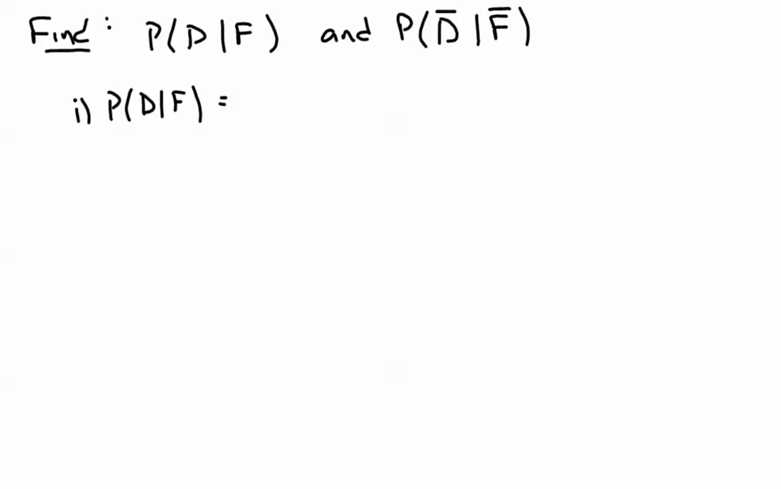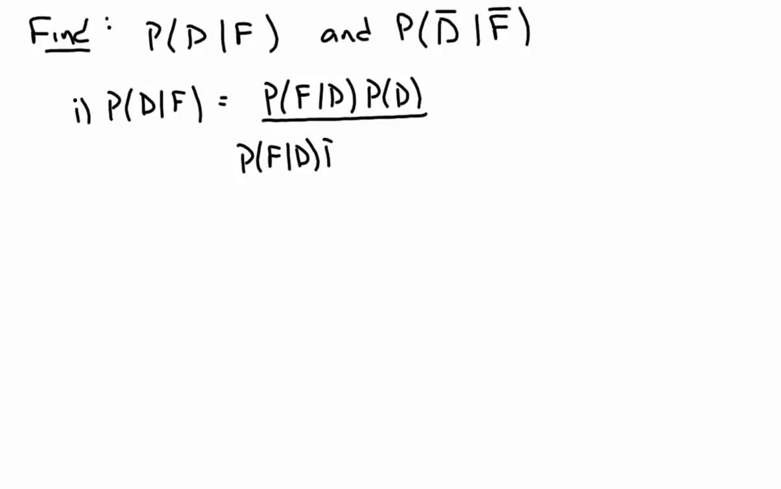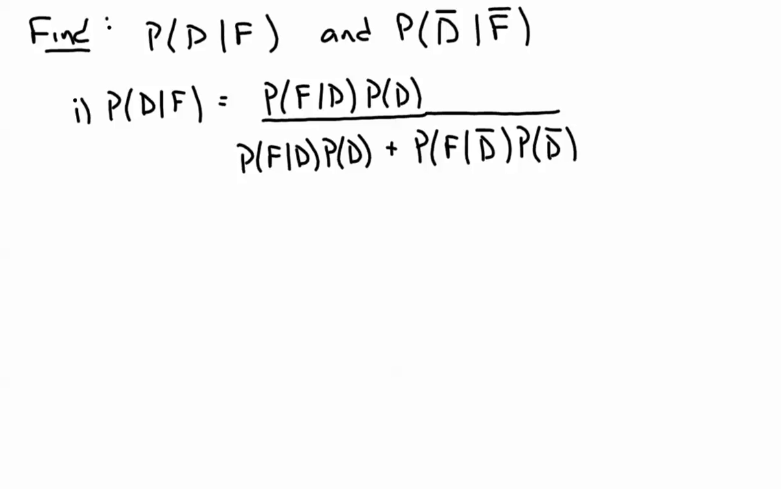Probability that it's defective if it fails the test using Bayes' theorem is probability that it fails given that it's defective times the probability that it's defective divided by probability that it fails if it's defective times the probability it's defective plus probability that it fails given that it's not defective times the probability that it's not defective.